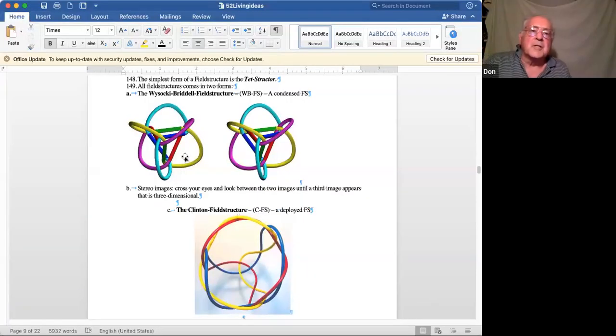So this is Joe Clinton's computer animation of 2 tetrahedrons. And if you cross your eyes and look in the middle, you can see what it looks like 3-dimensionally. It'll make a stereo image. And once you get used to this, you can just do it in a snap. Now, the thing to note about these forms is the intersection of these loops and how they have a handedness.